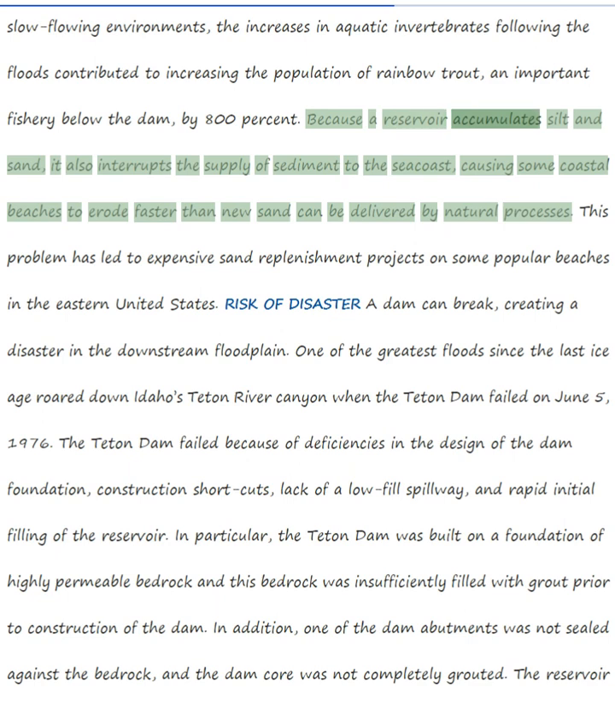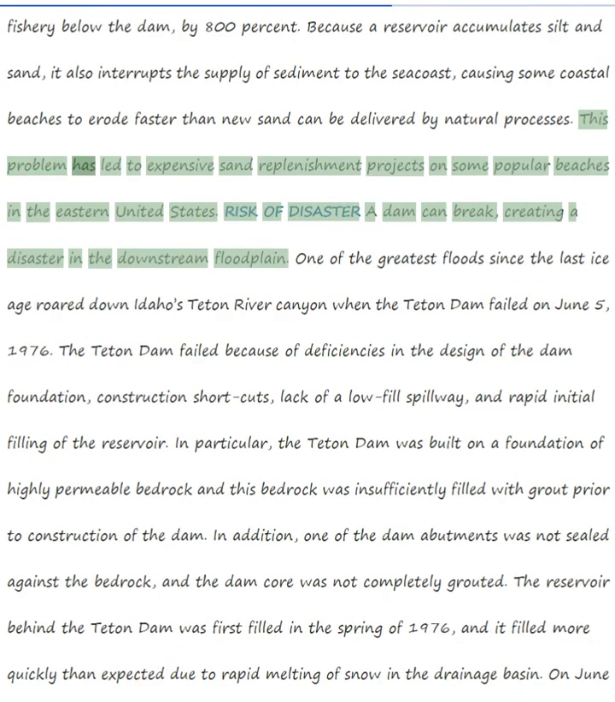Because a reservoir accumulates silt and sand, it also interrupts the supply of sediment to the seacoast, causing some coastal beaches to erode faster than new sand can be delivered by natural processes. This problem has led to expensive sand replenishment projects on some popular beaches in the eastern United States. Risk of disaster: a dam can break, creating a disaster in the downstream floodplain.